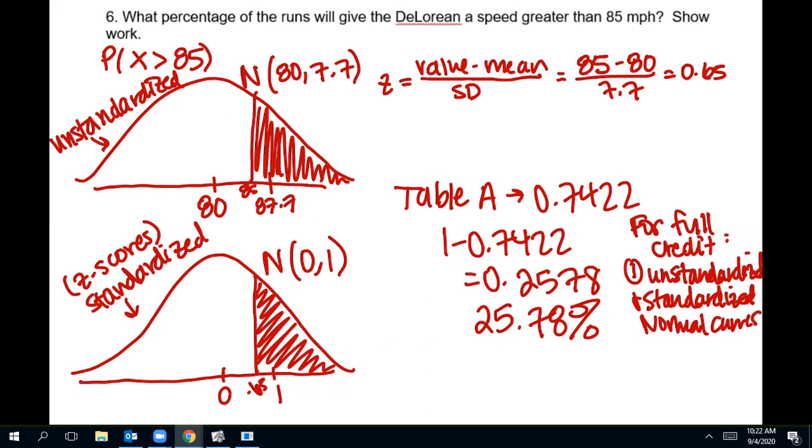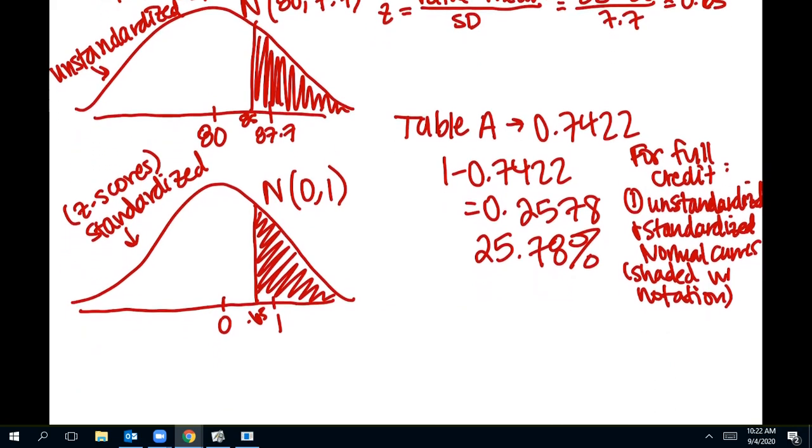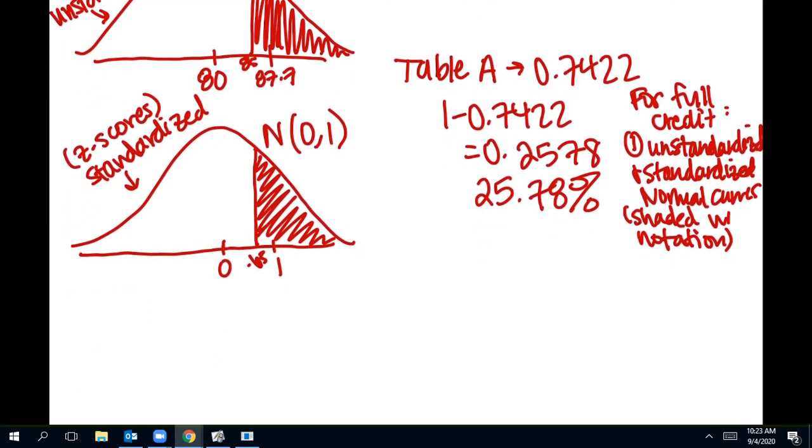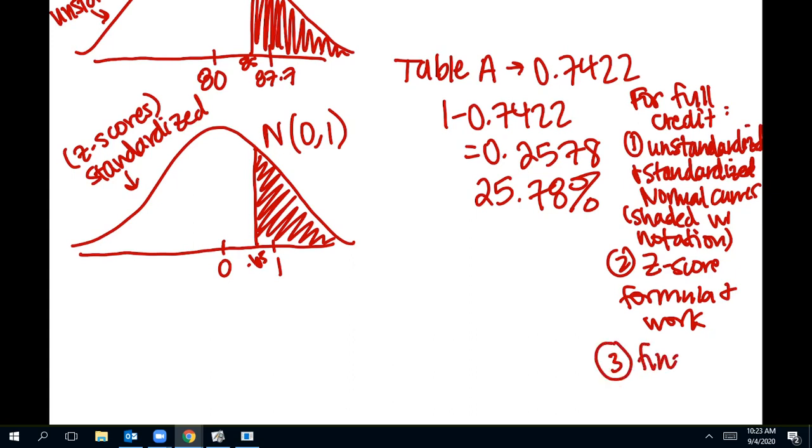I want them to be shaded with the notation. And then we want the z-score formula and the work. So you have to show your work and use the formula. And then we want your final answer from table A. So that's what you'll have to do to get full credit on any of your exams.